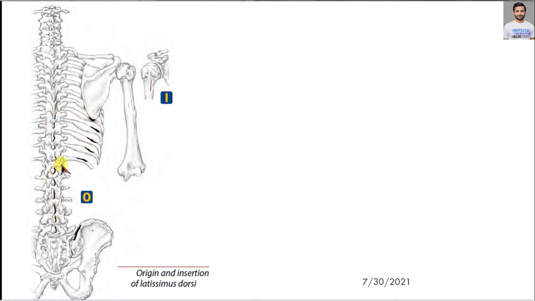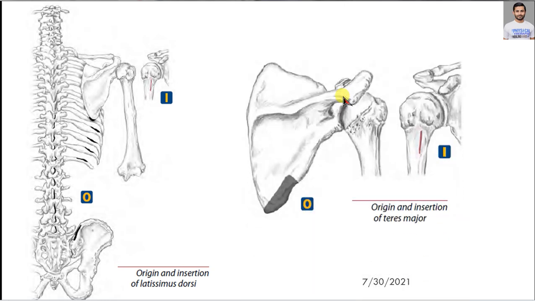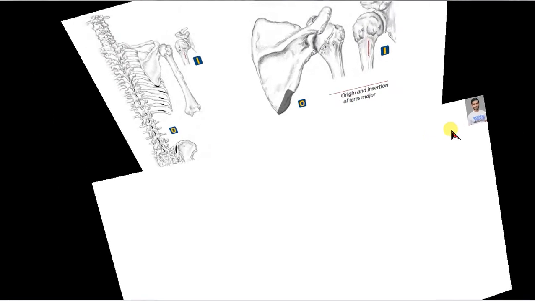The black is all the origin, and the red is the insertion of the latissimus dorsi. Clearly see the origin of the teres major and the insertion of the teres major.